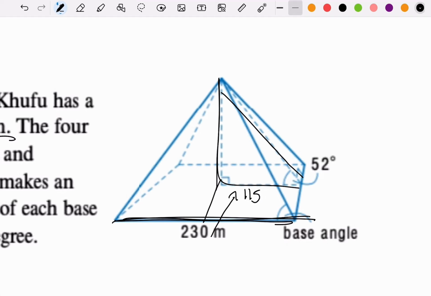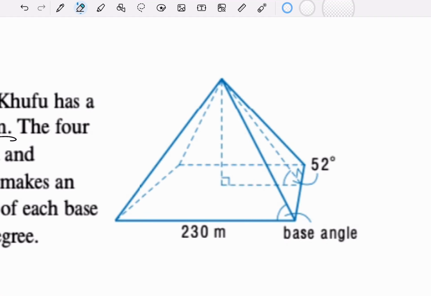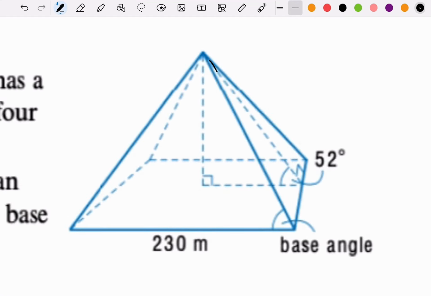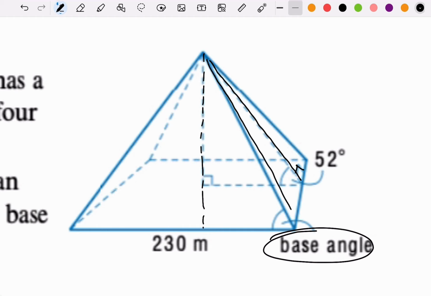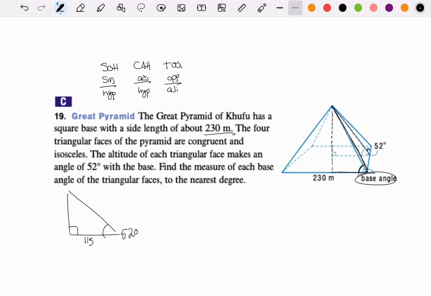And then what we're noticing now is we can see that this side length of the 2D triangle within the prism actually makes up the height of the triangular face. So we can use that in order to find this base angle. Once we know this height, we can make another 2D triangle of the triangular face, looking at it in the 2D model, in order to find the base angle. So let's try to do that.